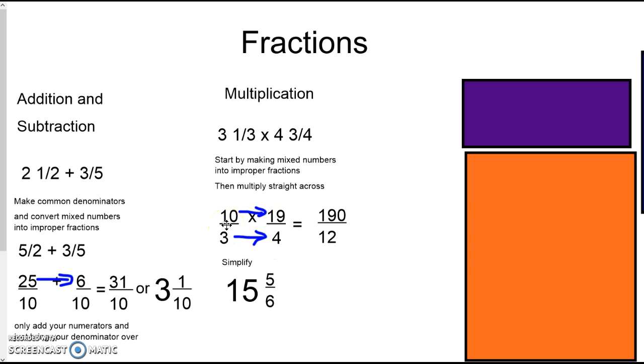For multiplying, it becomes very easy. You just multiply that straight across, so on both the numerator and the denominator. When you do that, you get 190 over 12. Simplify that. You get 15 and 10/12. 10/12 can still be simplified, so that's why I have 15 and 5/6.